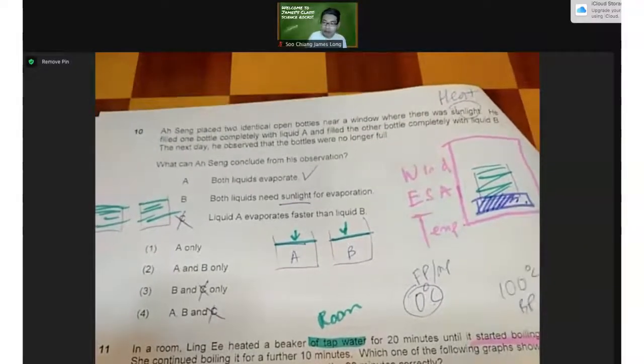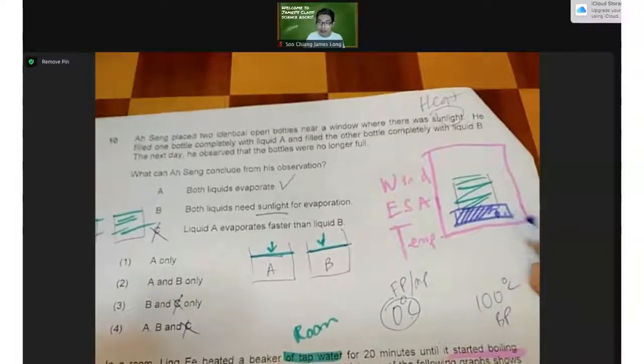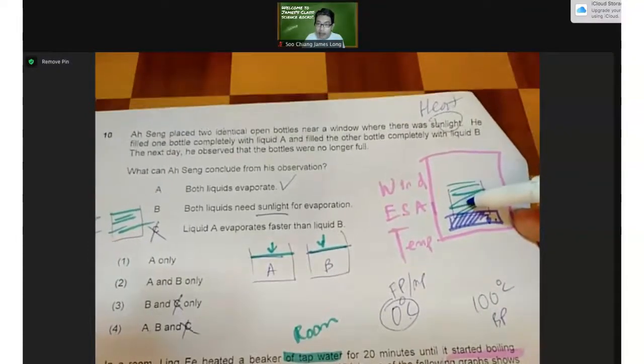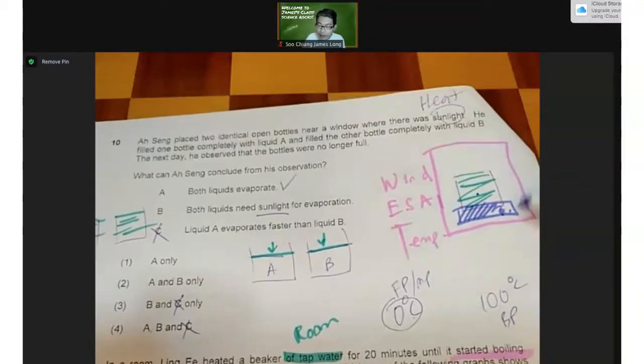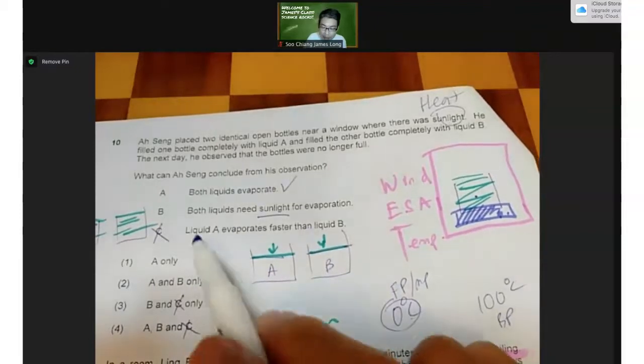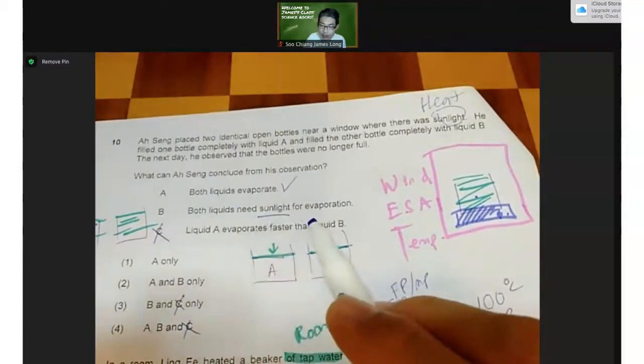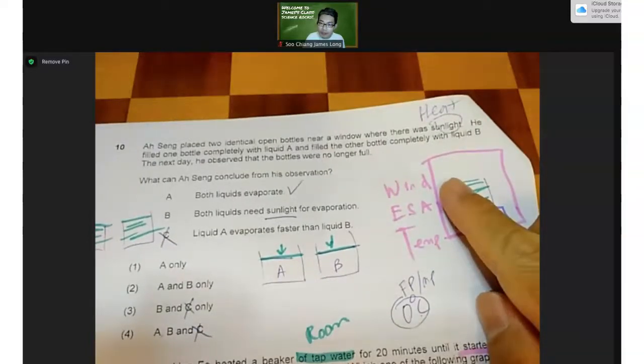I turn it on until it's very hot. Will the liquid inside gain heat and evaporate? Of course it will. Is there light inside? Of course there isn't. So to say that liquids need sunlight for evaporation, well, that's just not true, and this experiment doesn't show it. So B is false. Alright, so the answer is number 1 for this.